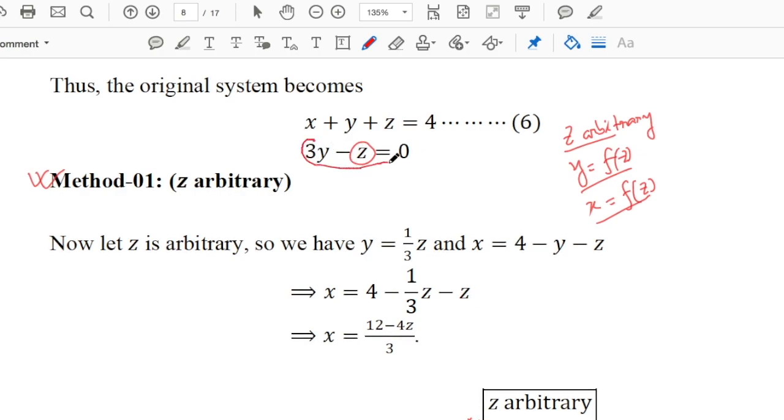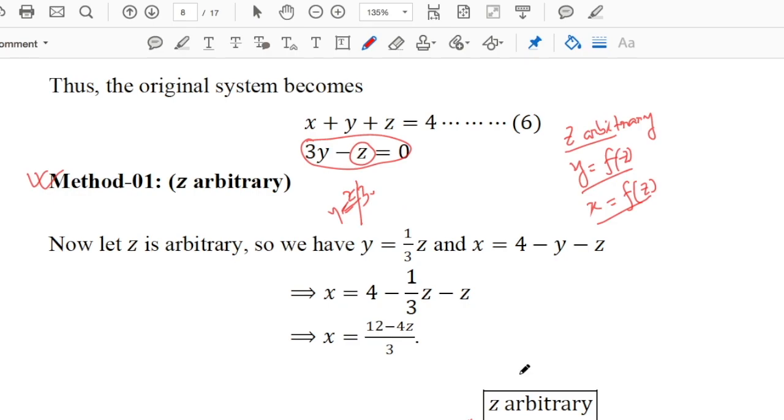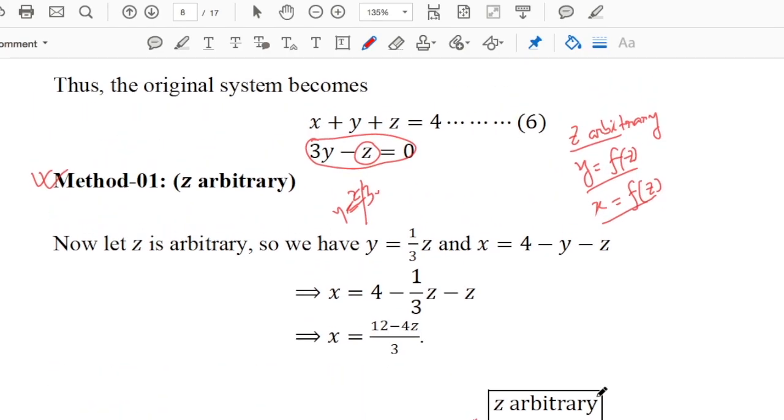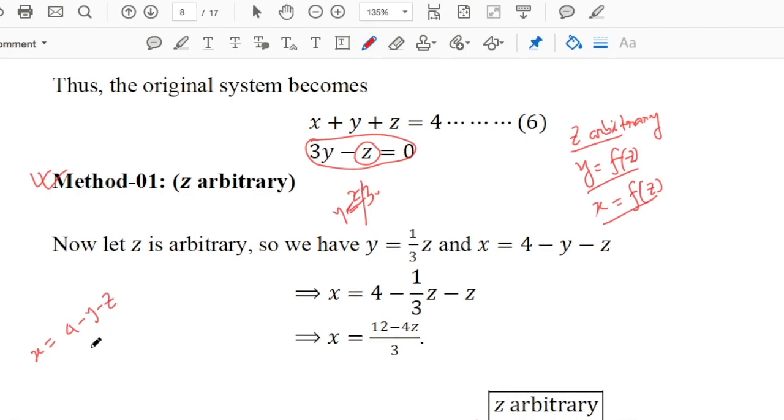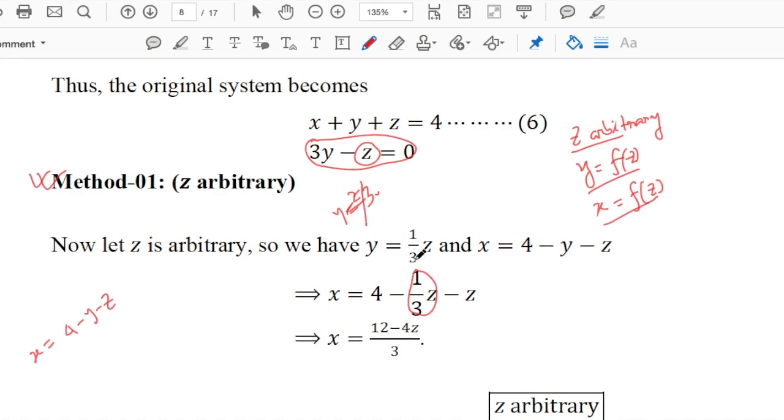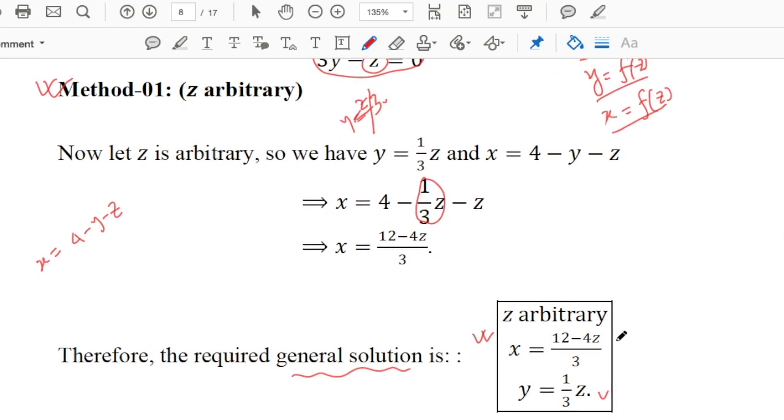And from the second equation, y will be what? y equals z by 3. That's what I have written here. And from the first equation, x equals what? x equals 4 minus y minus z. And now you need to put y here to make x in terms of z, since y equals 1 by 3 z. So here LCM 3, and x equals (12 minus 4z) by 3. So this is the general solution of the given system.